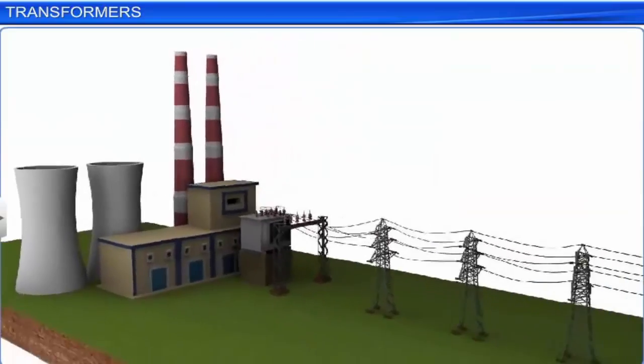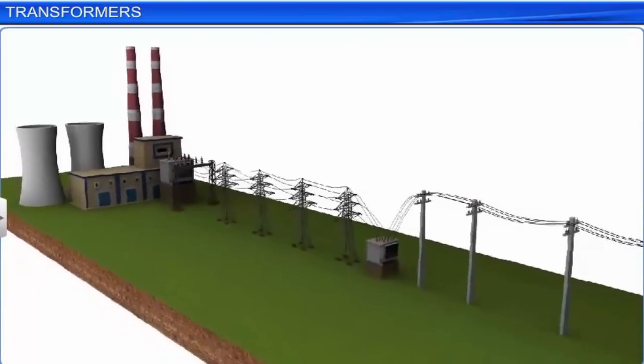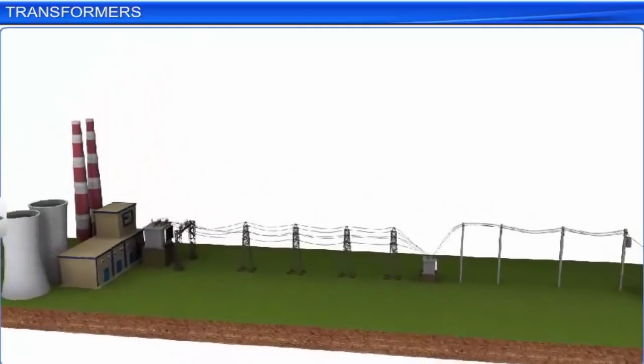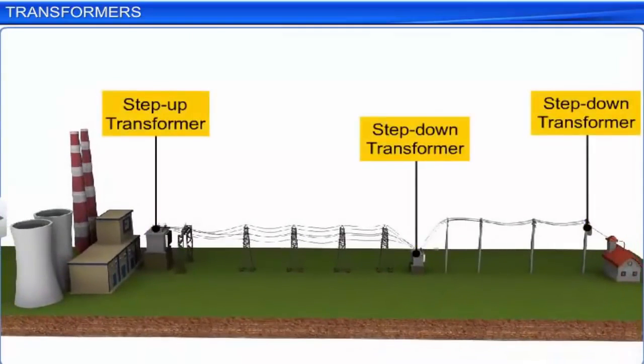For transmitting electricity over long distances, we use transformers. First, we use a step-up transformer to increase the voltage and consequently decrease the current in the transmission lines. This reduces the loss of energy as heat. Voltages are then stepped down at various substations and utility poles, before it reaches our homes in the range of 220 to 240 volt.